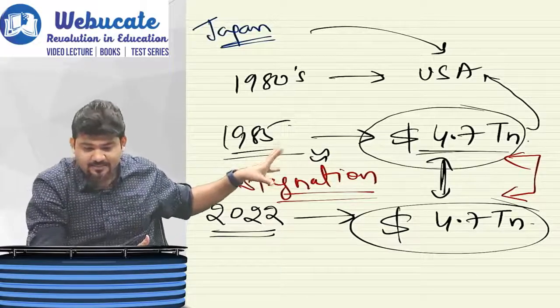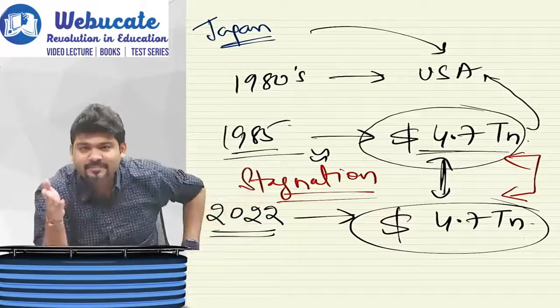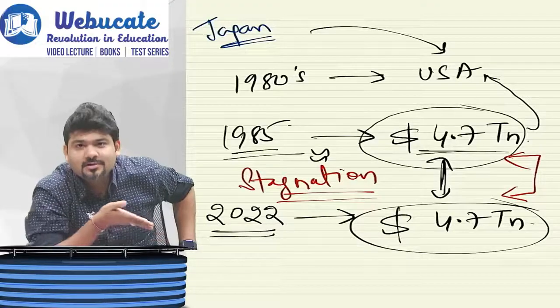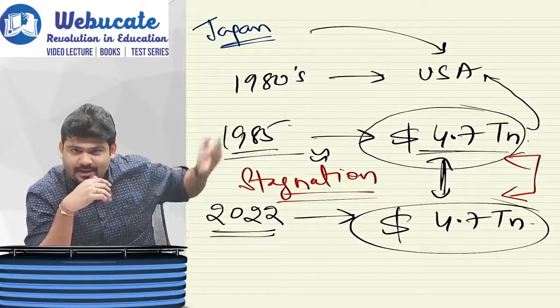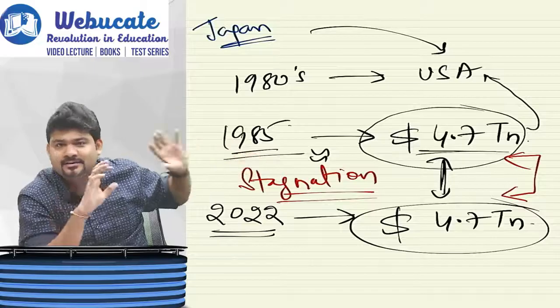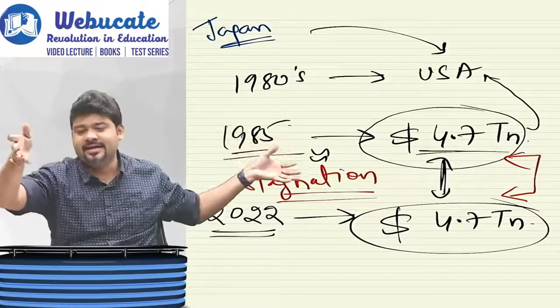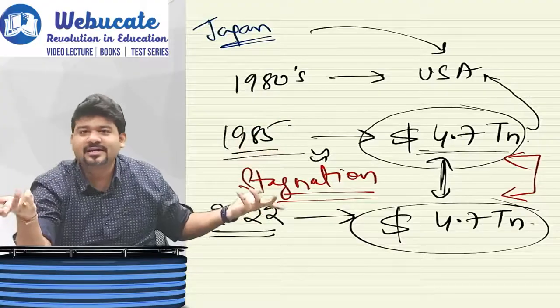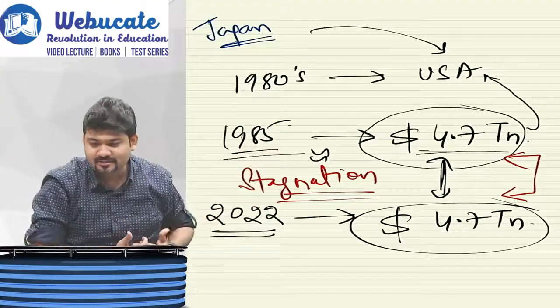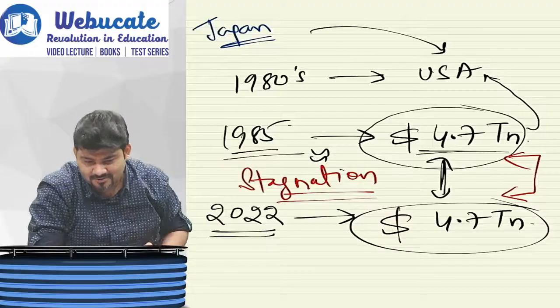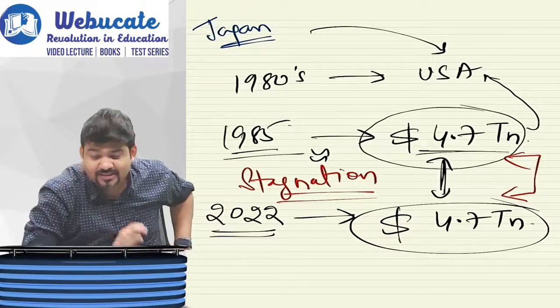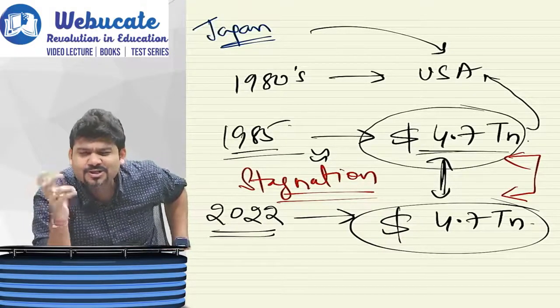Any idea? Megha Lakshmi says, pandemic. Oh, madam, the pandemic has just come in the year 2020. So from 1985 to 2020, there was no pandemic. In a pandemic, from 3 years, it can get stagnated. But for 35 years, why will it get stagnated because of a pandemic? Strange.